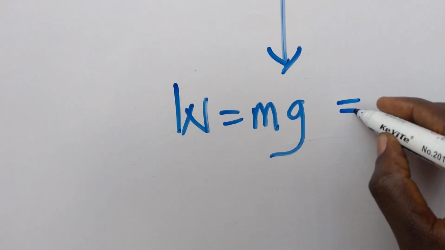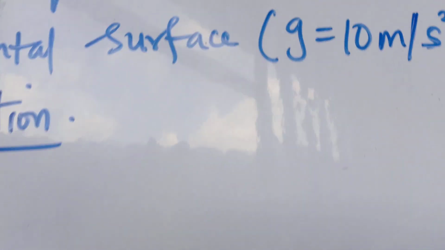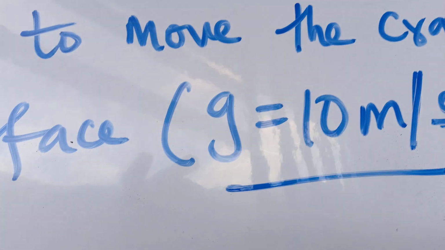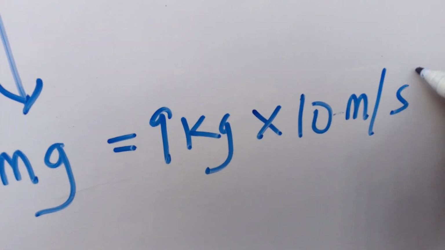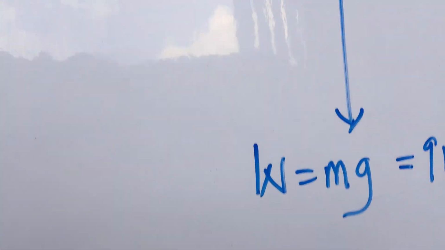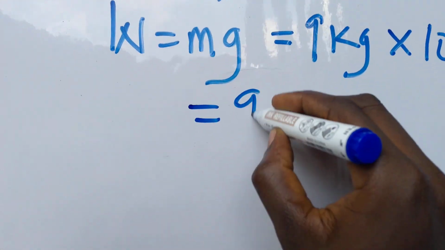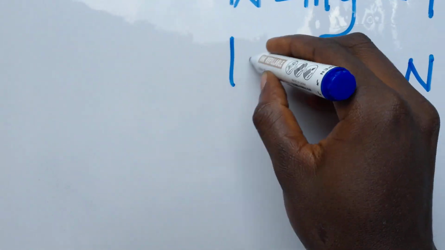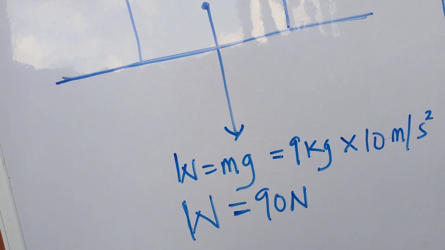Now the mass is what? 9 kg. It was stated in the question. That is 9 kg times acceleration due to gravity, 10 meters per second square. If I multiply that, 9 times 10 will give me 90. The weight is equal to 90 Newton. So the weight of that block is 90 Newton.